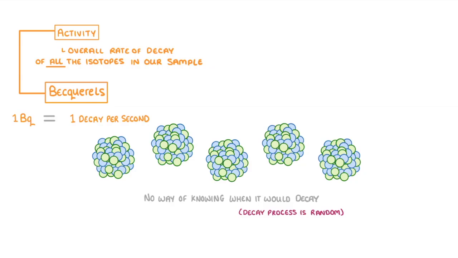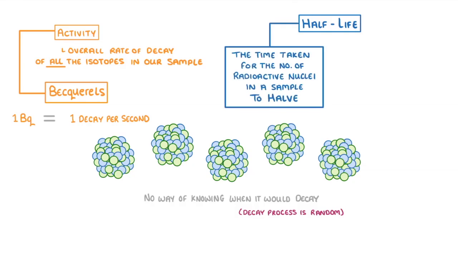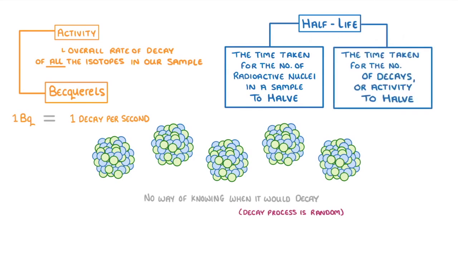The other important term to know is half-life, which has two definitions, and can be defined either as the time taken for the number of radioactive nuclei in a sample to halve, for example to drop from 1,000,000 unstable nuclei to only 500,000, or the time taken for the number of decays, so the activity, to halve, for example to drop from 600 decays per second to 300 decays per second.